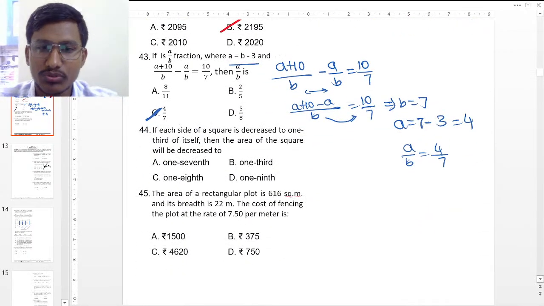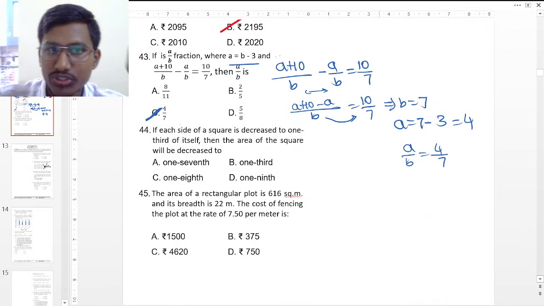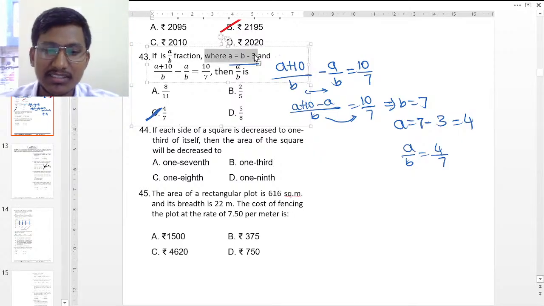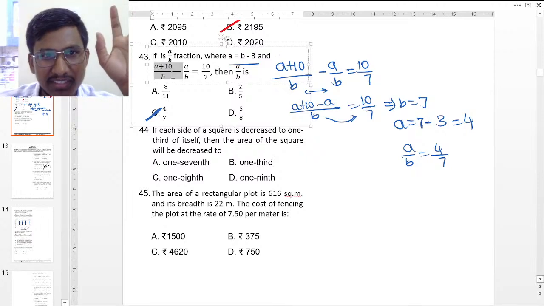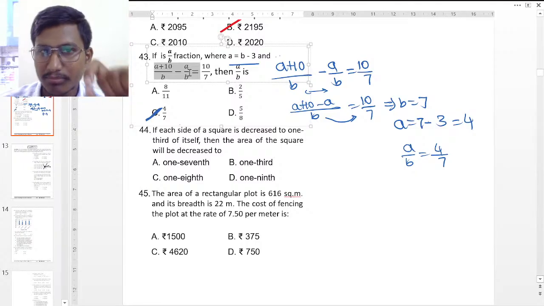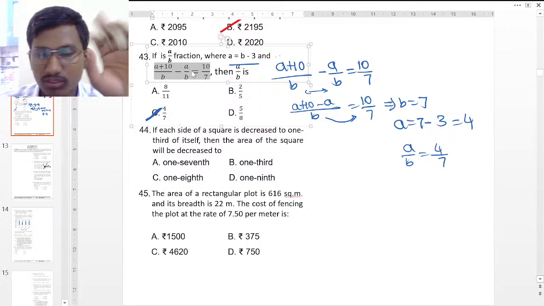43rd. So if you see here, what is it? The question is a by b is a fraction where a is equal to b minus 3. And then this is the equation: (a plus 10) divided by b, minus a divided by b, is equal to 10 by 7.